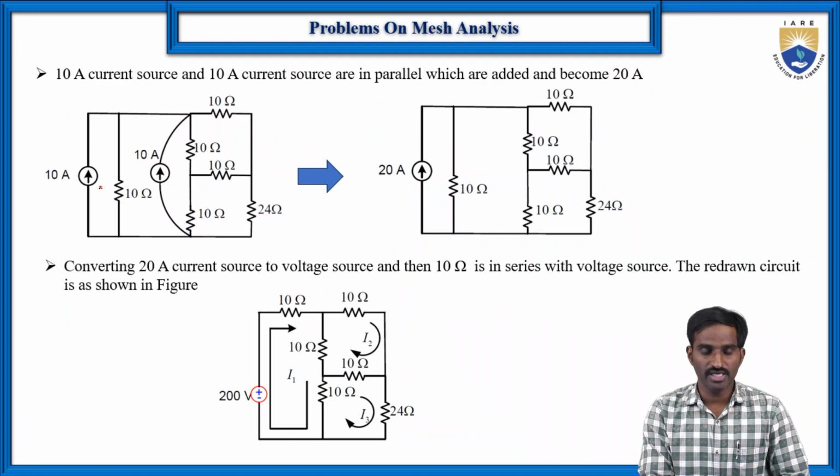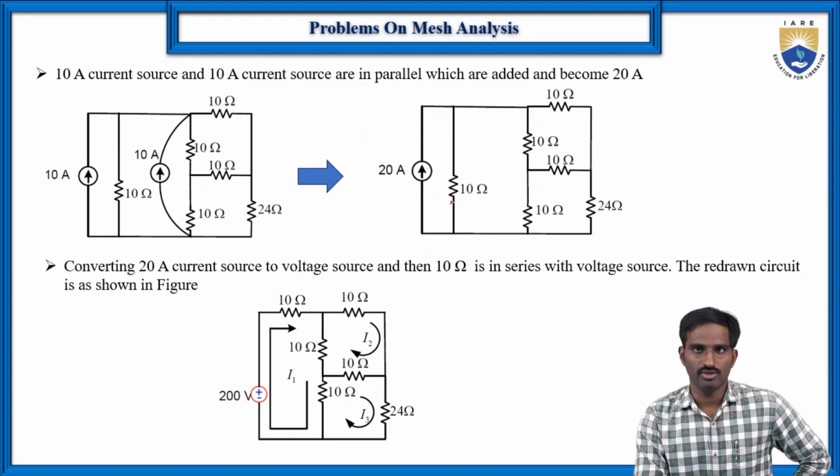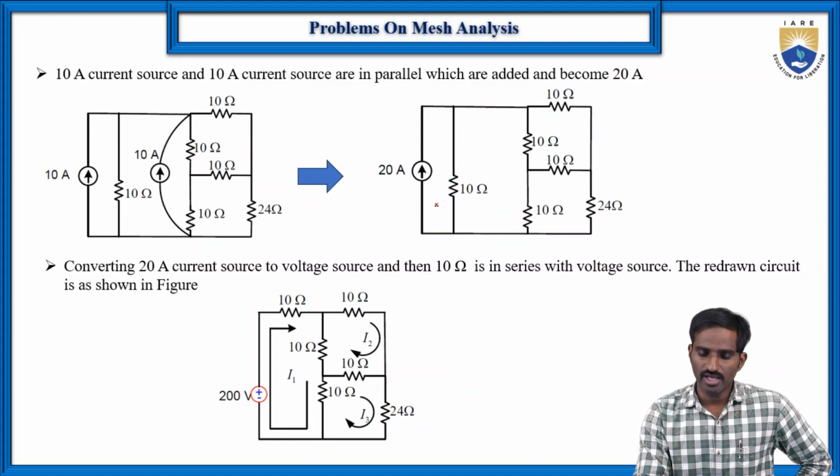Okay, we can replace these 10 amperes and 10 amperes, because you can just add the two currents, so that you will get 20 amperes. And again here the parallel 10 ohms resistor is there, but still here you are having 1, 2, 3, 4.